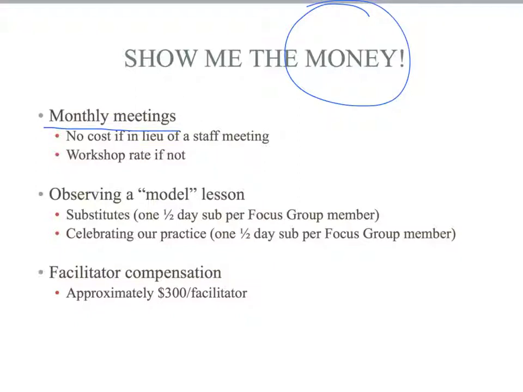Monthly meetings, again, at least once per month for about an hour. You could do this no cost if it's in lieu of a staff meeting. However, if you can't do that, you can go ahead and look at that workshop rate to budget those costs.